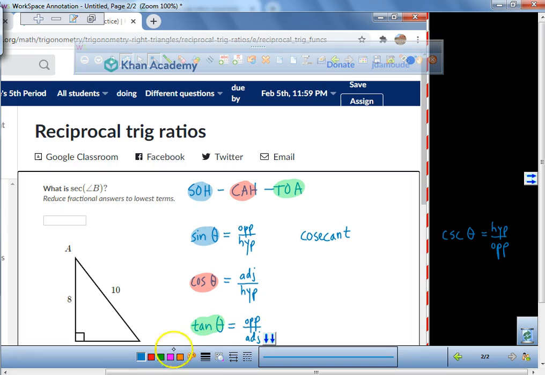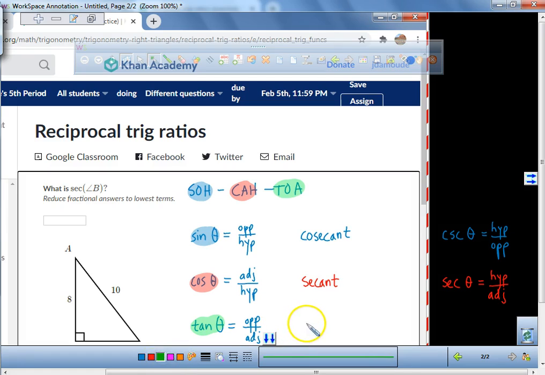All right? Secant is the reciprocal trig ratio to cosine. And secant is written as SEC. We're going to say that's the hypotenuse over the adjacent side. That's the ratio of secant, the hypotenuse over the adjacent side.